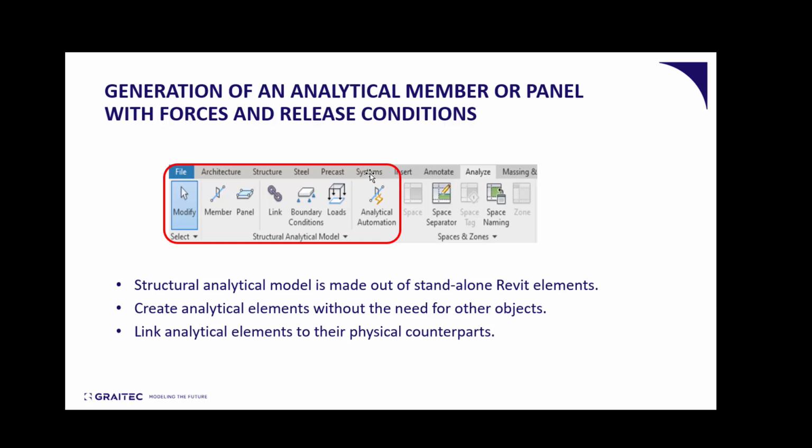So what are the main things to remember so far is the fact that the structural analytical model is made of standalone Revit elements. We can create an analytical model without the need of other objects, and the analytical element can have some physical counterpart. Okay, so that's great.